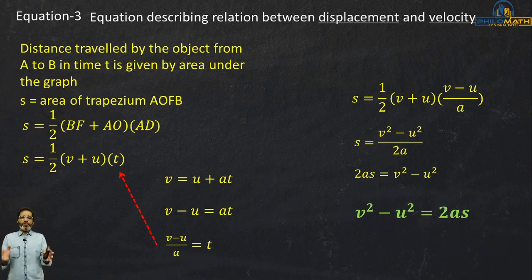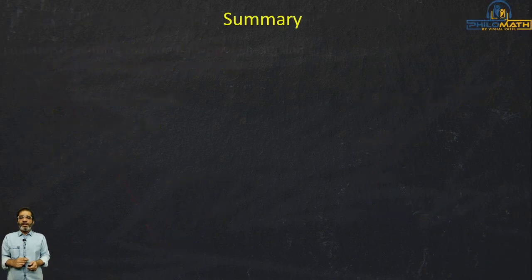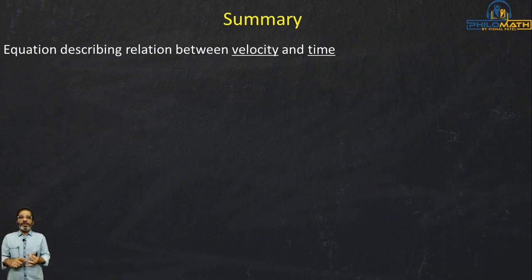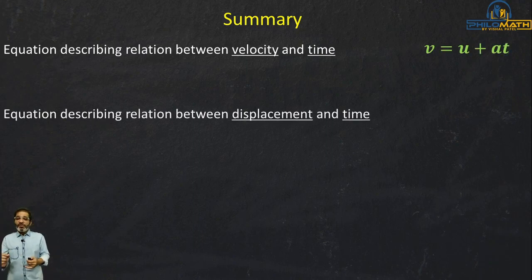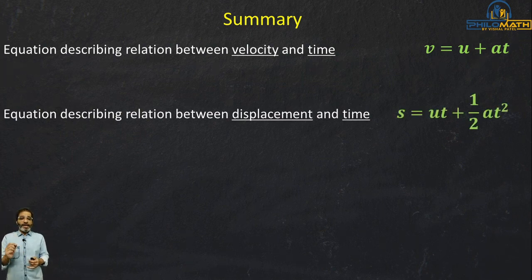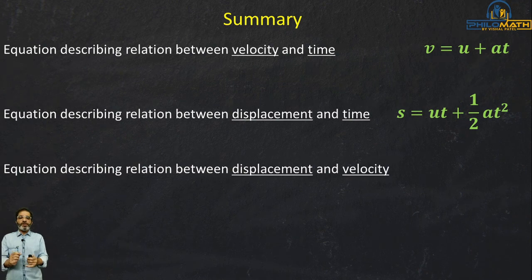Now let us take a summary where we discuss all the three equations together. The first equation showed the relation between velocity and time. That formula is V equals U plus AT. The second equation showed us the relation between displacement and time. That is S equals UT plus half AT square. And the last equation showed us the relation between displacement and velocity. That is V square minus U square equals 2AS.